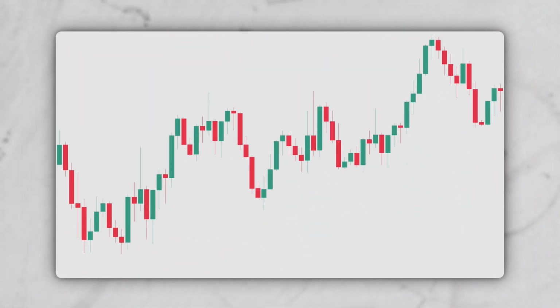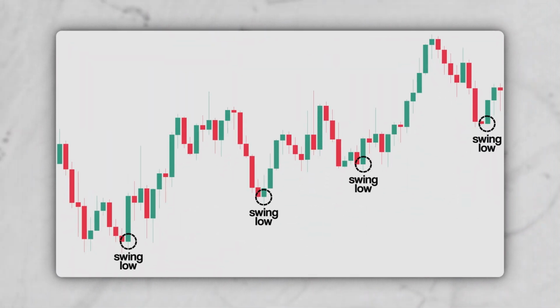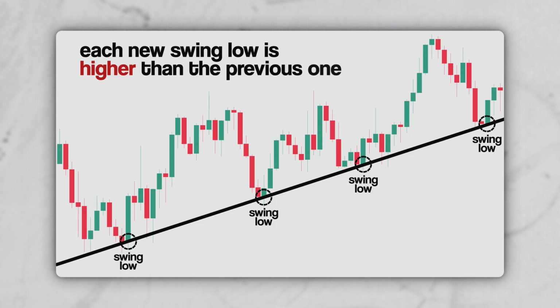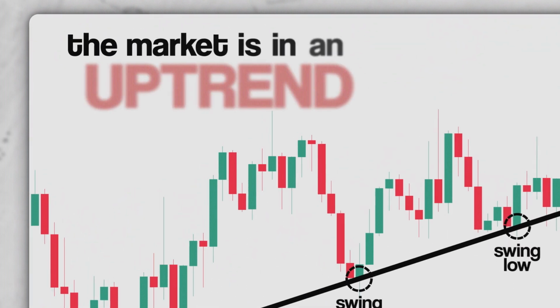Now look at this example. Here we see consecutive swing lows forming. When we draw a line through them, it becomes clear that each new swing low is higher than the previous one. This tells us that the market is in an uptrend.